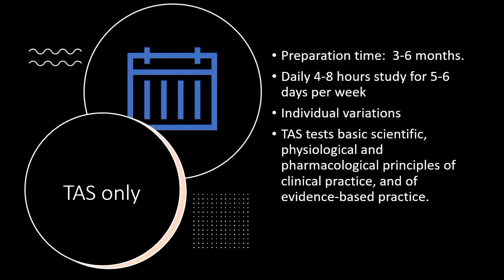Now if you plan to give TAS exam only, then you need 3 to 6 months for preparation. Daily study time is the same as FOP, 4 to 8 hours for at least 5 to 6 days per week. It also depends on individual variations.